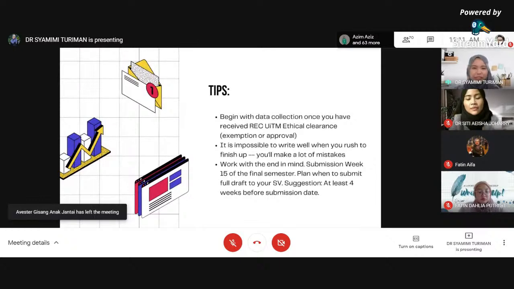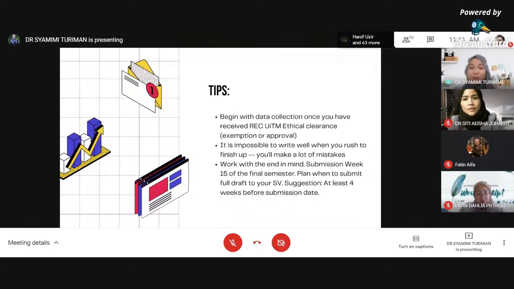So I suggest at least 4 weeks before the submission date, you are already able to produce the first complete draft that includes all 5 chapters for your supervisors to look at. You don't want to wait until the very last minute, because if it's sloppy work, your supervisor will leave all sorts of comments, and in the end you'll be disheartened, like, I don't want to do this anymore. You don't want that to happen. It's better to receive early feedback rather than waiting until the last minute.